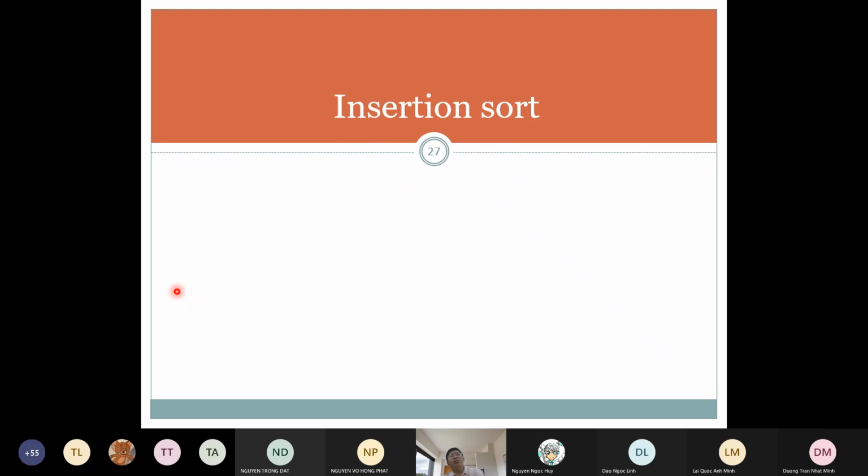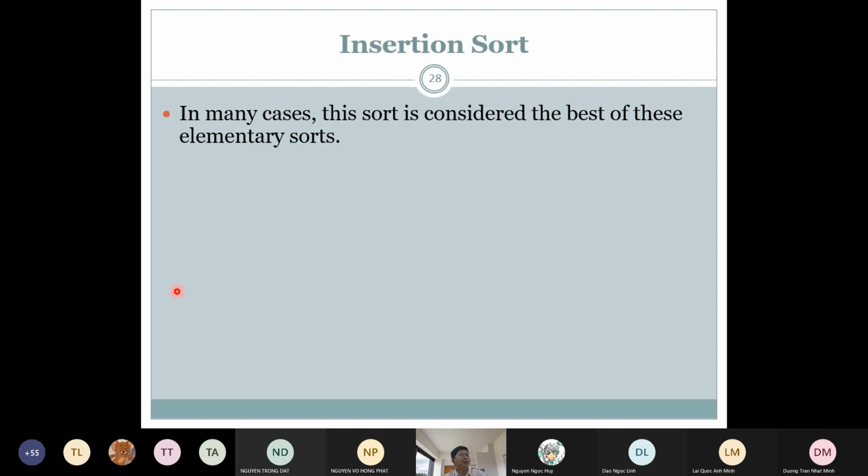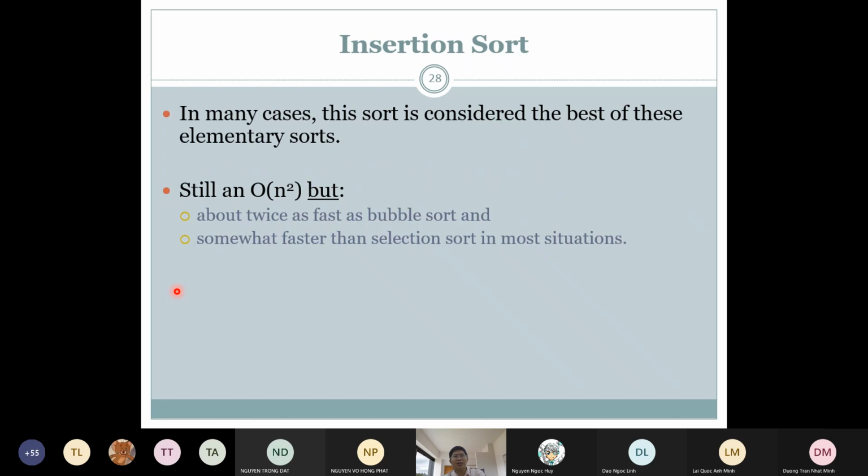Okay, now we move to the insertion sort. This algorithm tries to improve the sorting algorithm a bit. This is the O(n squared) algorithm. Okay, the same complexities. But they say that on average, when we measure the running time of the insertion sort, it is 2 times faster than the bubble sort. And it's somehow faster than the selection sort in most situations.